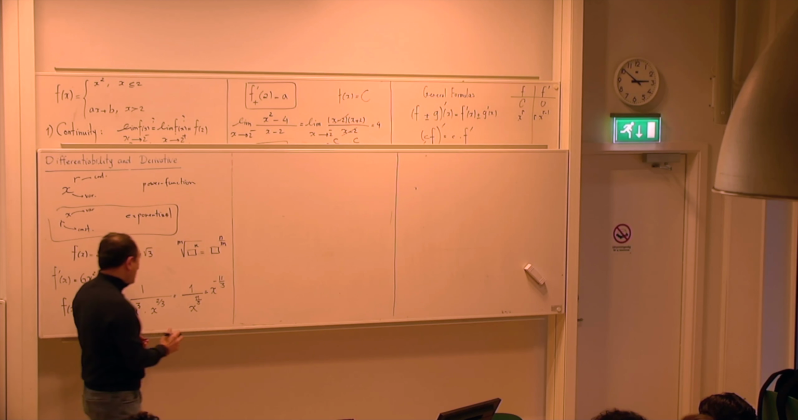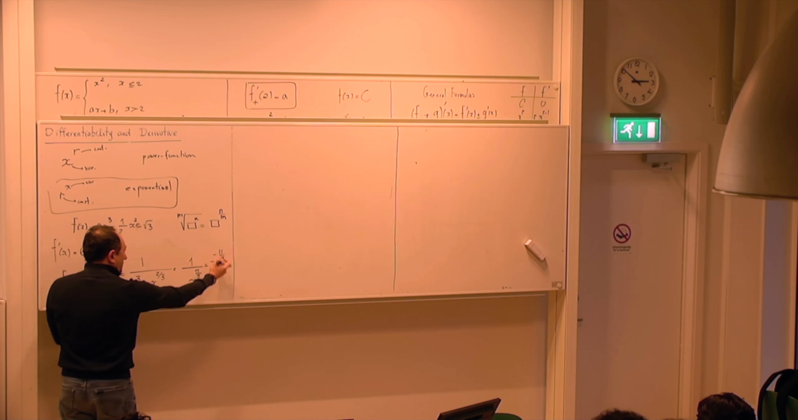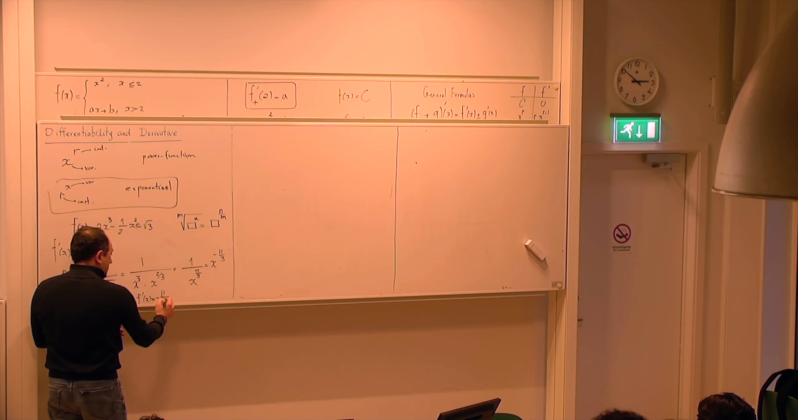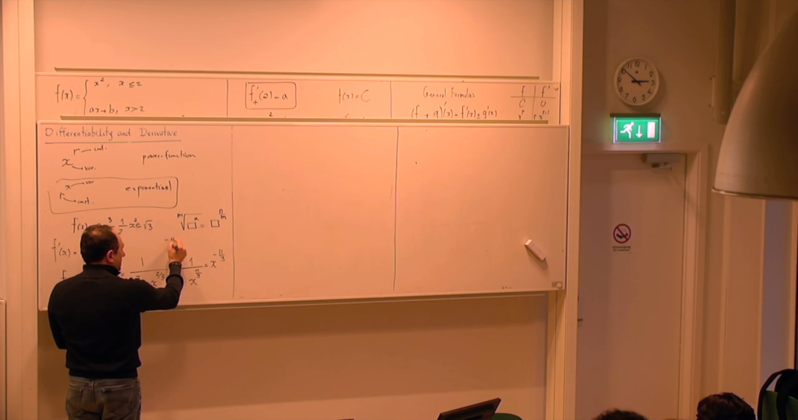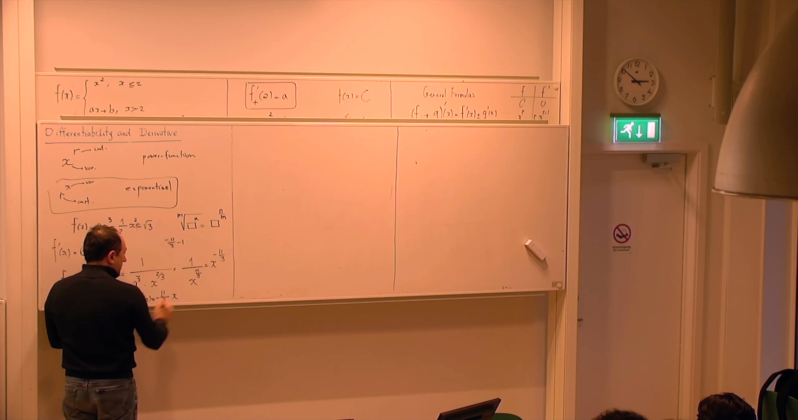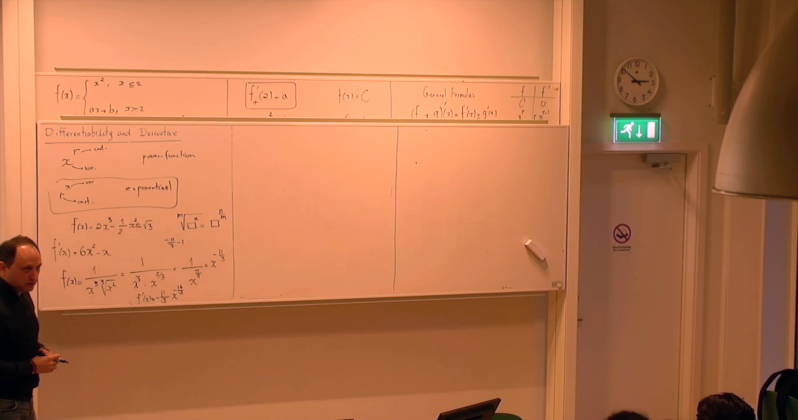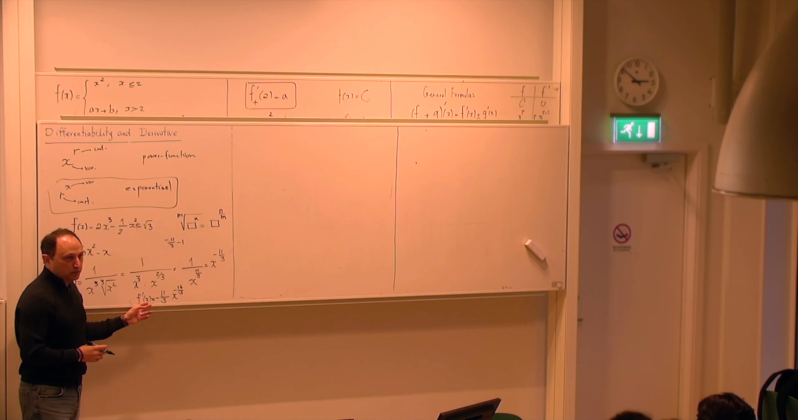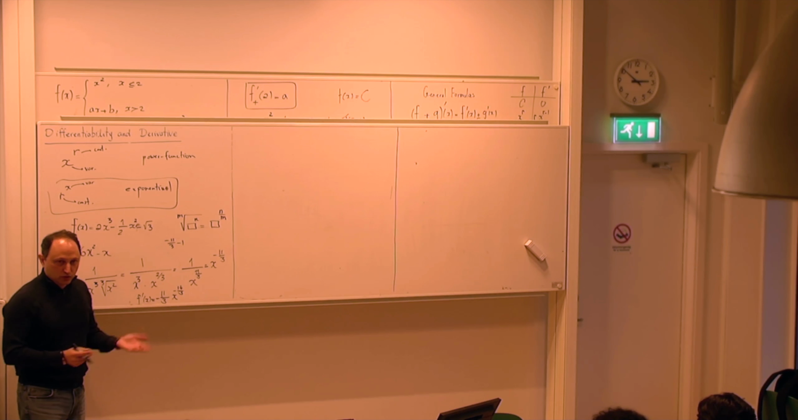So now I can write what the derivative is. Minus 11 over 3 goes down, x to the power one unit less: minus 11 over 3 minus 1 is minus 14 over 3. That's your derivative. Is it always differentiable? No. For example, is this function differentiable at 0? No, because 0 to a negative power means 1 over 0, which is not defined.